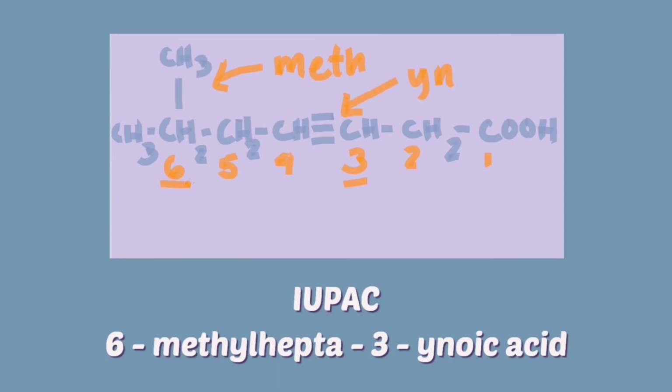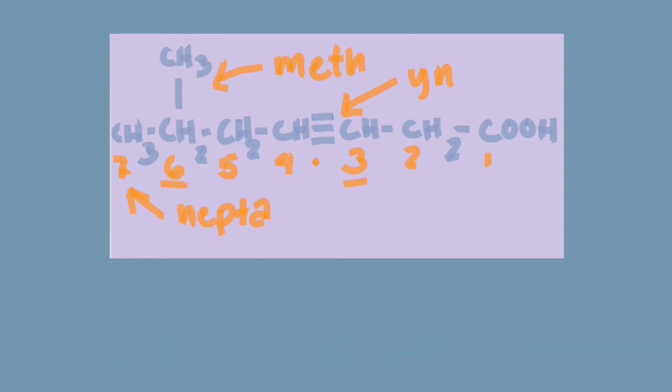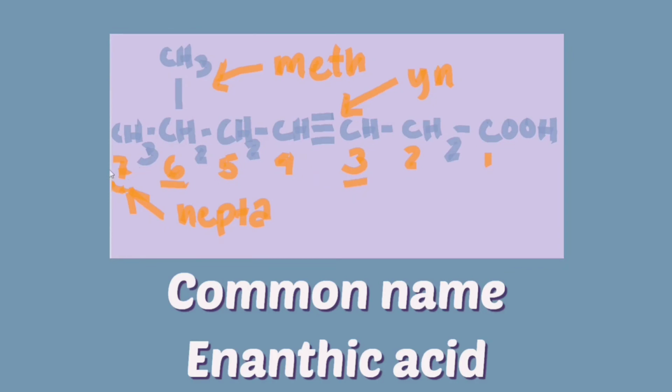Altogether, we got our 6 because on the 6th carbon do we find our attachment, and the type of attachment we have is meth. We got our hepta because there is 7 carbons all in all in the form, 3 because on the 3rd carbon do we find our triple bond, ine because that is the prefix for the triple bond, ended with enoic acid. And for the common name, because there are 7 carbons, it is called enanthic acid.